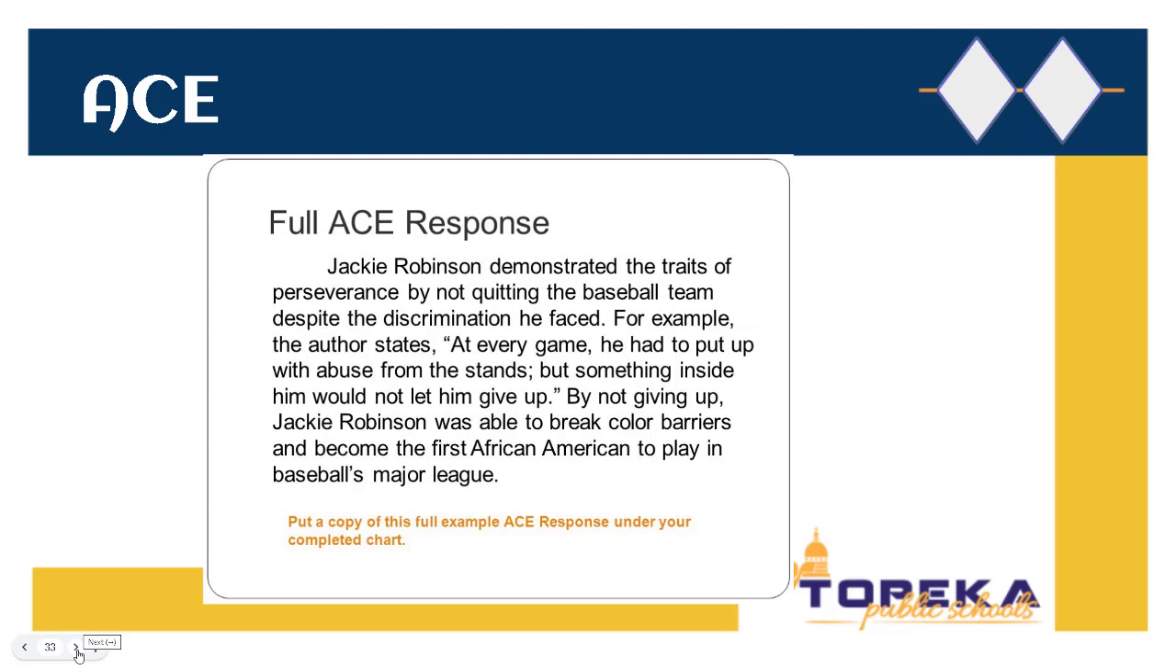So think about how this might look. Also in our primary grades, perhaps you are working through this process together and you could use this for a modeled writing as well. So an ACE would be a great modeled response.